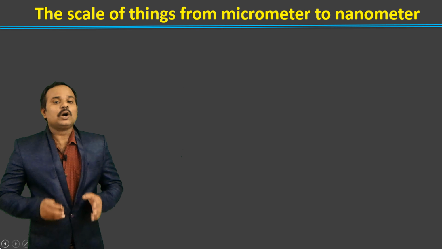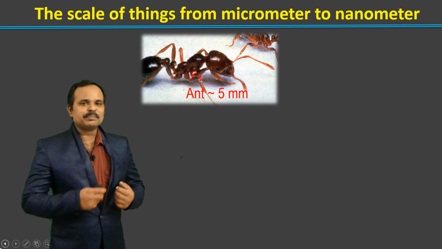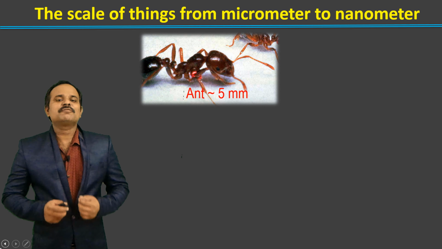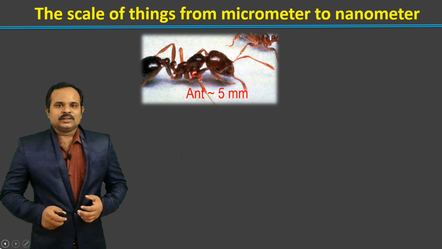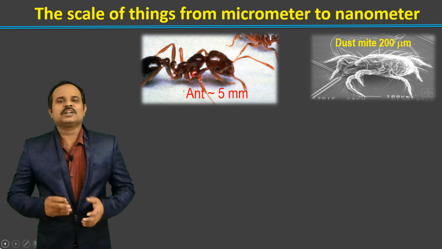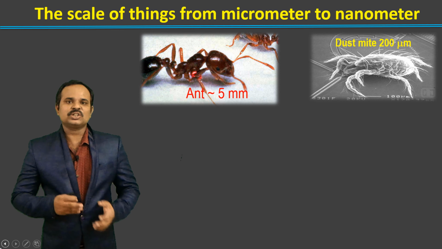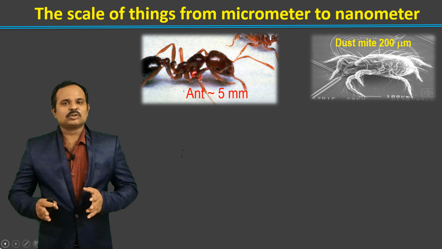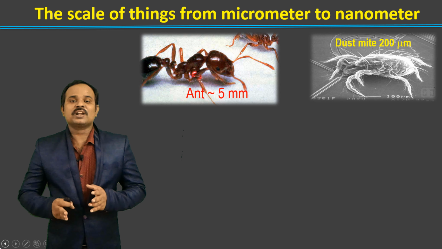Let's see how small this nanometer is compared to some known things. As you can see in the picture, a red ant has a size of the order of 5 millimeters, which we can see with our eyes. There is a dust mite which has a size of 200 microns. Probably we will not see this with our eyes. We require a high resolution electron microscope. And a micrometer is exactly 1000 times smaller than a millimeter.